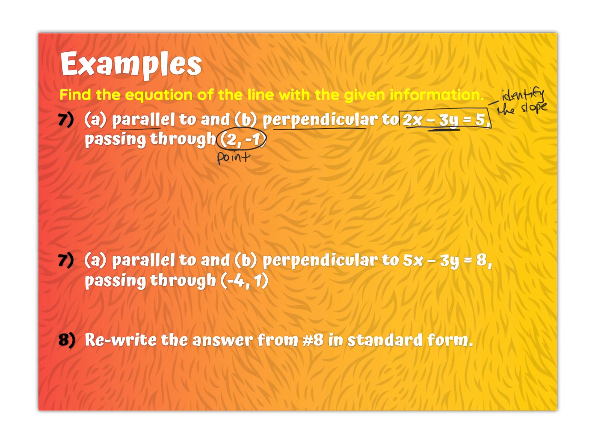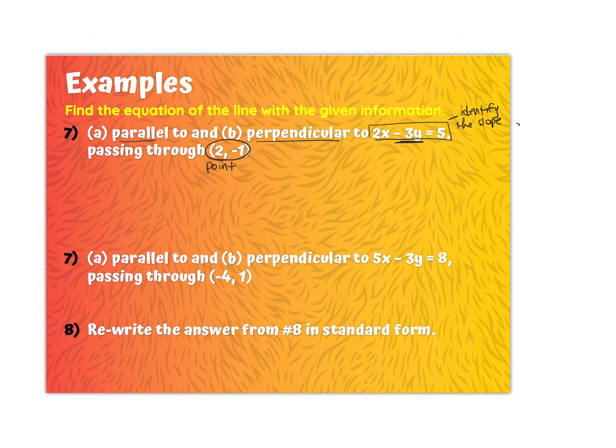So I'm going to start by finding the slope of this line. It's 2x minus 3y equals 5. I'm going to subtract 2x from both sides, and then divide by negative 3. In slope-intercept form, I've got y equals 2/3 x minus 5/3. The slope of this line is 2/3. So the slope of a line parallel to it is going to be the same, 2/3, and the slope of a line perpendicular to it is going to be the opposite reciprocal.